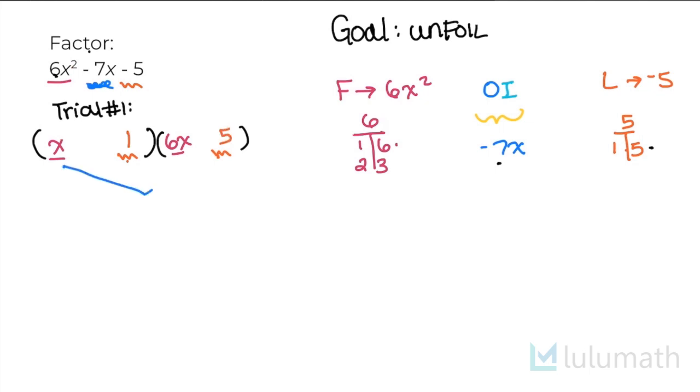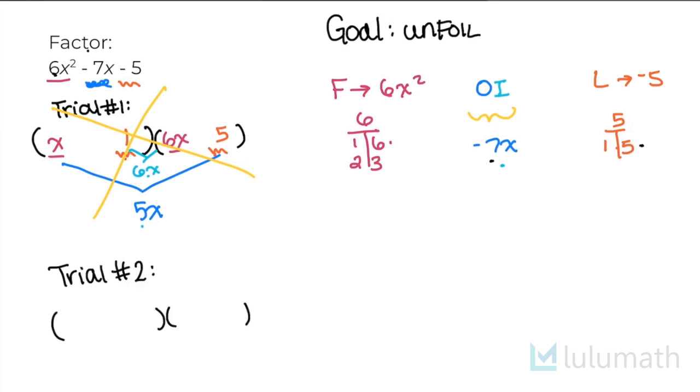So our outer term is going to be x times 5, which is 5x. And now let's do our inner. 1 times 6x is 6x. And there's no way that I can get a negative 7x from a 6x and a 5x. So I know that this is a bust. It's not going to work.